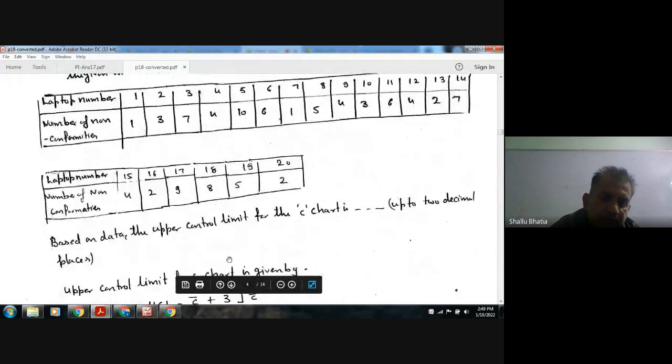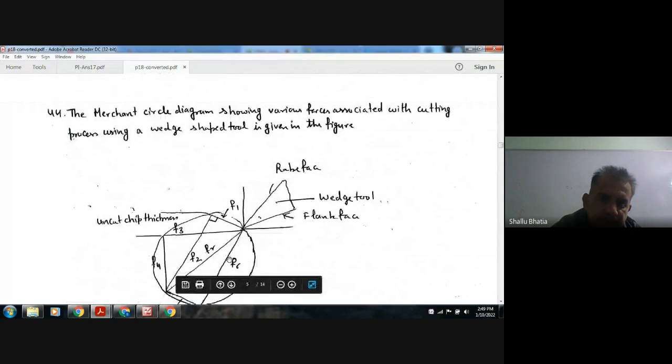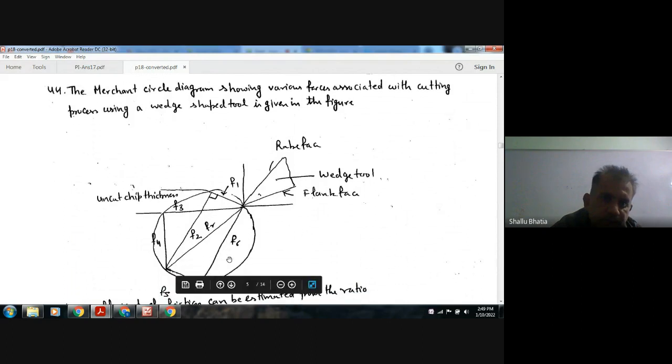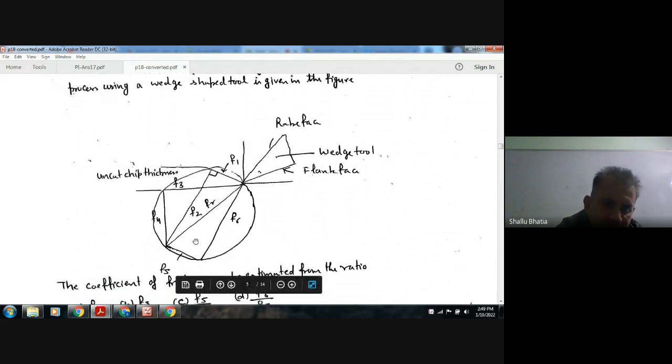Next, question number 44. The merchant circle diagram showing various forces associated with the cutting process using a wedge-shaped tool is given in the figure. So this is the merchant circle diagram with F1, F2, F3, F4, F5, and F6. This is the tool, rake face, flank face, uncut chip thickness.